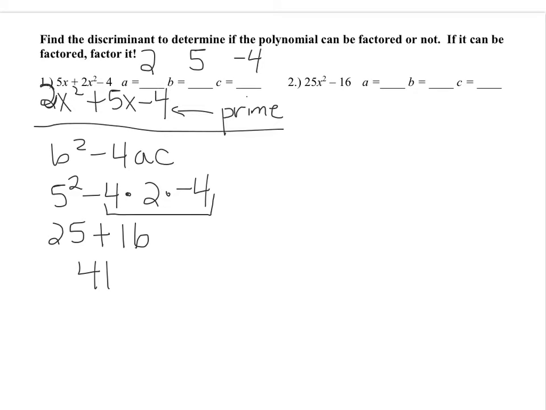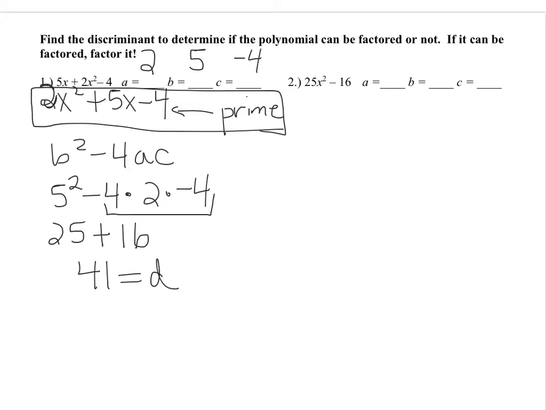Okay, so this one right here, we have determined that this is prime, and the value of the discriminant, which sometimes I just say D, is 41. Okay, let's take a look at number 2. Now, number 2, right away, you really should know that this one's probably factorable, but sometimes people forget this. So let's go ahead and find the discriminant for it.